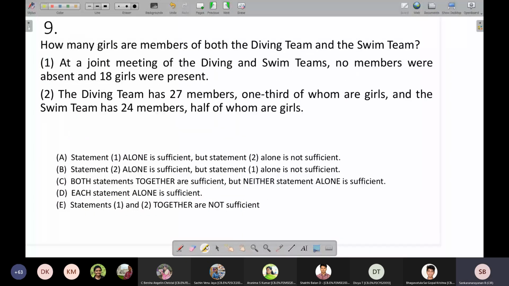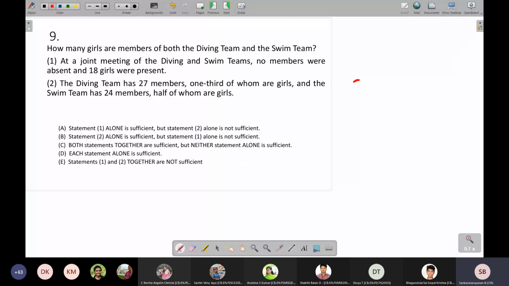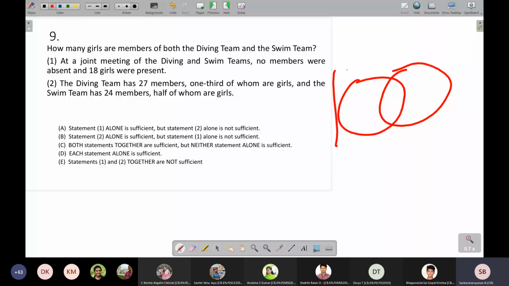The question is, how many girls are the members of both the diving team and the swimming team? That is the question. So you are considering a situation where there are some divers and swimmers. You are asked to find how many girls belong to the diving and the swimming team. If I consider that this area refers to the diving team, and this is the area corresponding to the swimming team, you are asked to find the value associated with the number of girls who belong to the diving as well as the swimming team.